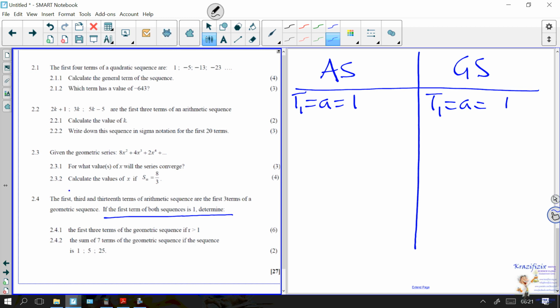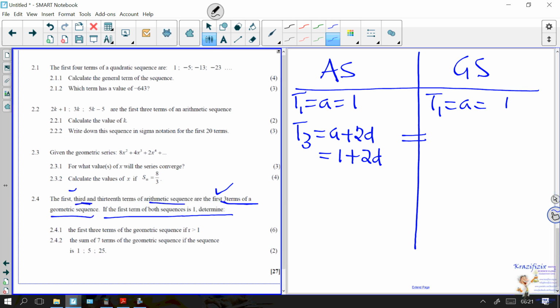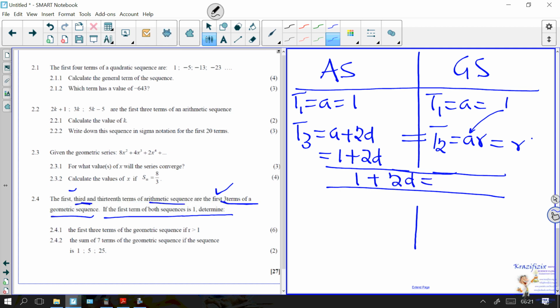All right, let's check something. The first is the first. The third term of the arithmetic, what is my T3? a plus 2d, and this is basically 1 plus 2d. They said it's equal to the second term of the geometric, T2. And T2 here is ar, and my a is 1, remember? So we're actually saying here, let me just create a space here, 1 plus 2d equals r.